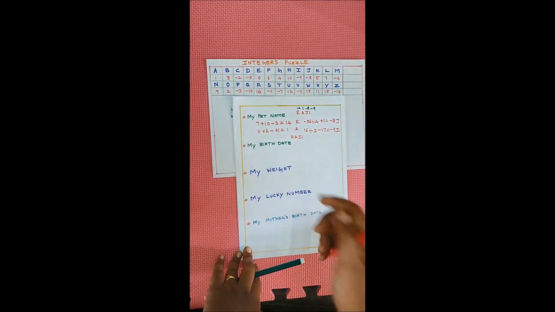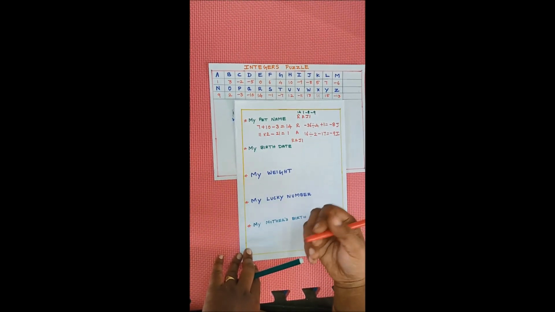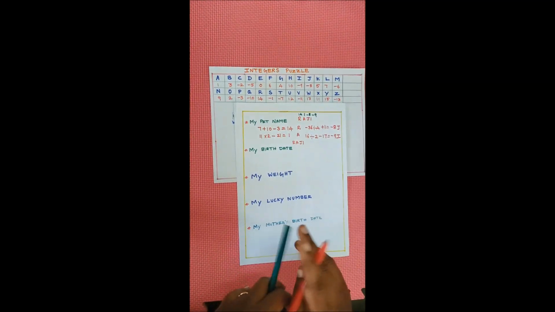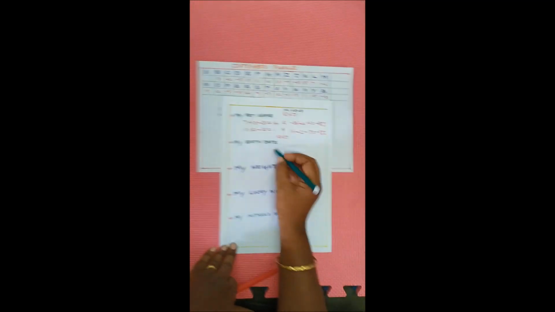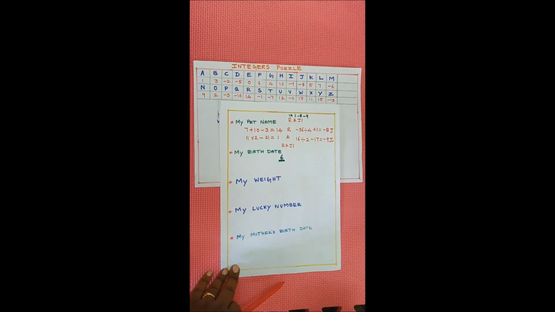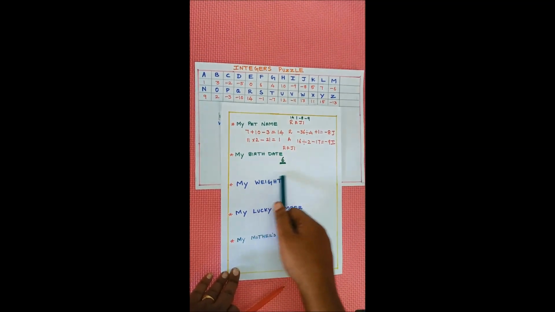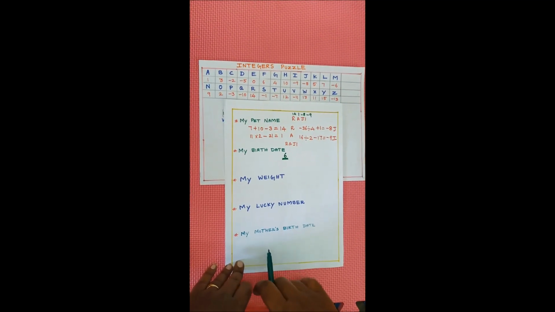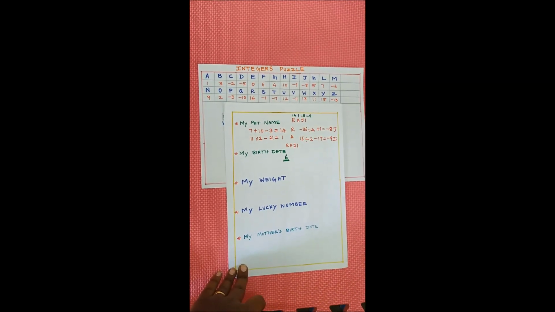Okay, next, my birth date. You have to express your birth date. You know your birth date. Here, my birth date is 6. So I have to give the integer expression that would result in the answer 6. The same rule: we should use 2 operations and we should not use 0.